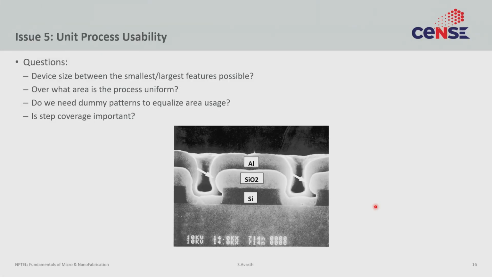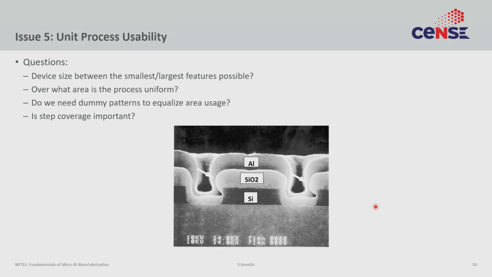Unit process usability. When a unit process says, I have a recipe to deposit aluminum, that's a good place to start, but you should always understand it a little bit more. What is the deposition rate? What is the minimum thickness, maximum thickness? Does this unit process actually work for me?